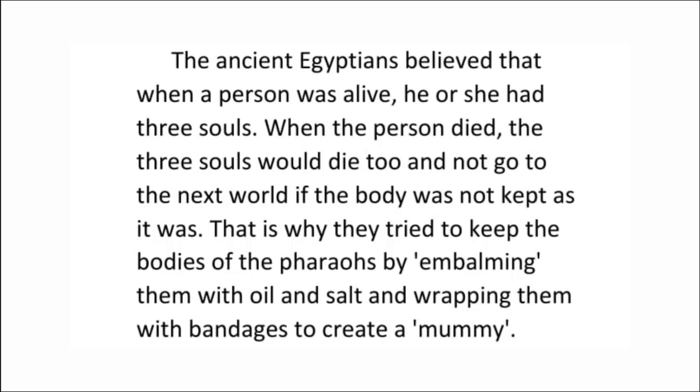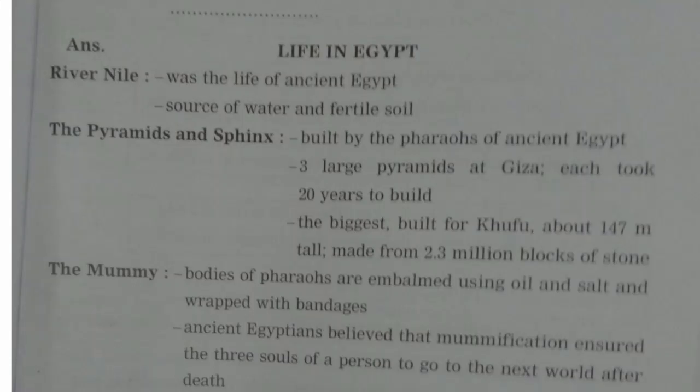So after I have read this, I'm sure you've got some understanding of this passage. There is mention of the River Nile. There is mention of the pyramids. There is mention of the pharaohs who were Egyptian rulers. And there is also a mention of the process of embalming the dead body, which we call mummification. And the dead bodies are called mummies.